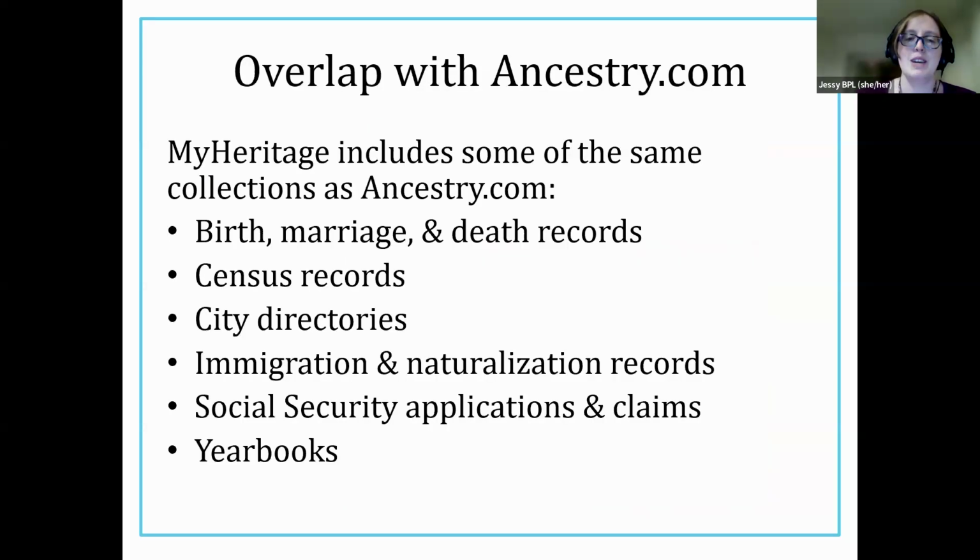Okay, so now we're going to take a look at some of the different collections that they have. Why we like to recommend MyHeritage is they do have a lot of the same collections as Ancestry.com, with the advantage that you can use it from home. As you just saw, they have birth, death, and marriage records. They have census records, city directories, immigration and naturalization records, Social Security applications and claims, and also yearbooks. So if you're looking for some of these things and you can't get into the library to use Ancestry.com, you'll be able to get them in here.